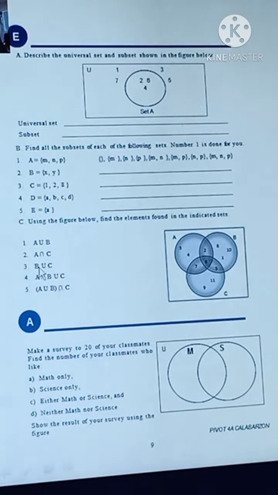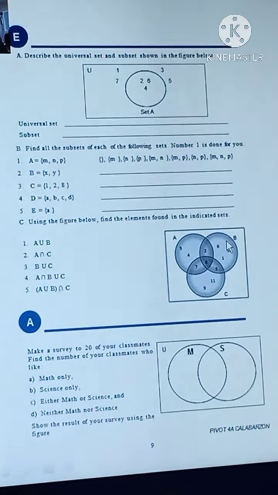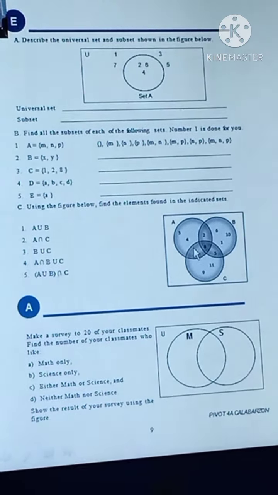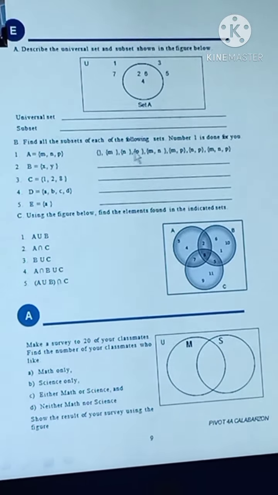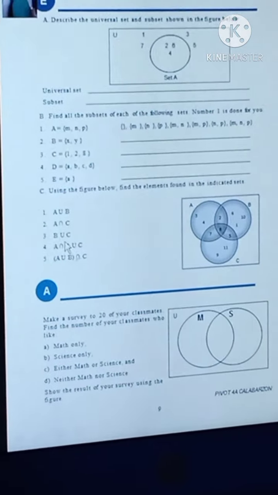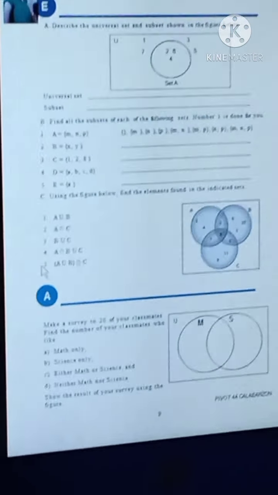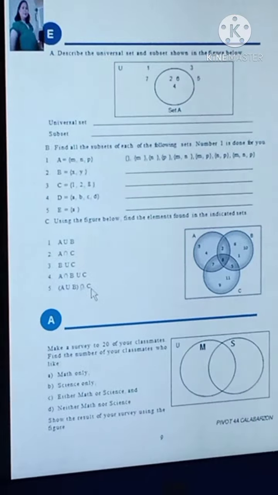Number 3, B union C. Where is B? Ito lahat. Then, ang lahat dito. Pagsama-samahin. No double entry. Of course, separated with a comma. Laging may comma. Then, A intersect B. Alam nyo na yan. Tinuruan ko na. Then, 5. Ganun pa rin, pero may intersection lang ng C.